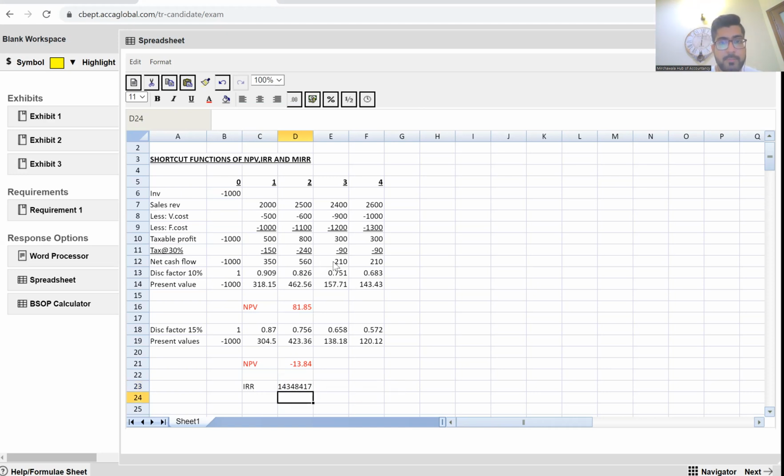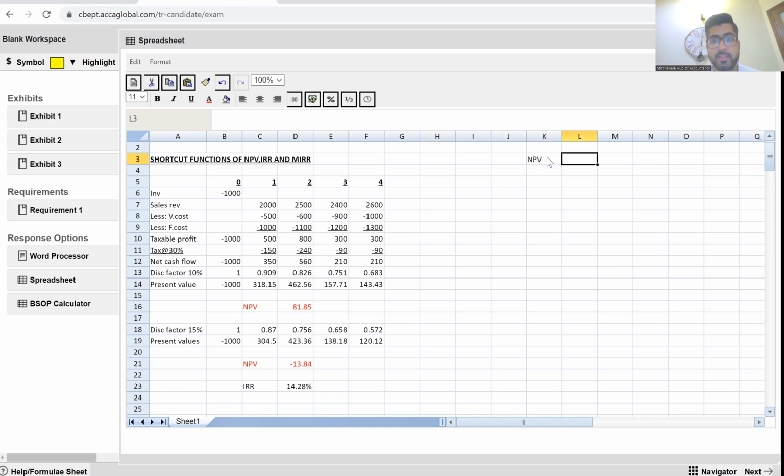You get IRR. And if you want to make it to 2 decimal places, click this percentage tab where my hand is, and 2 decimal places. 14.28% is the IRR. Okay, this is your traditional practice. Now, see how much time it has taken.